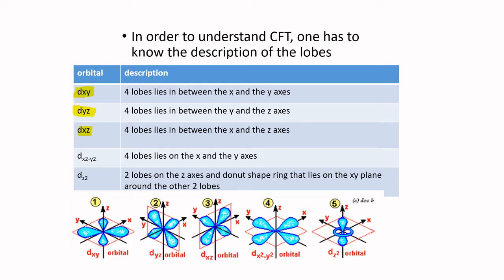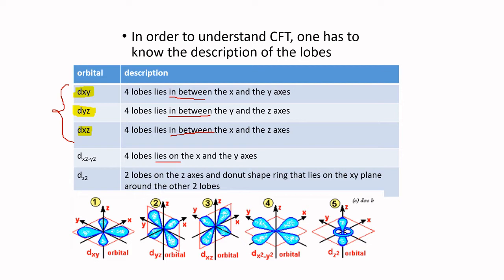So these three orbitals, their lobes lie in between the axes. In between, yeah, in between. This is the keyword. For another suborbital, which is dx square minus y square, the 4 lobes lie on the x and the y axis. It lies on the axis. Here, you see, the lobes intersect the axis.